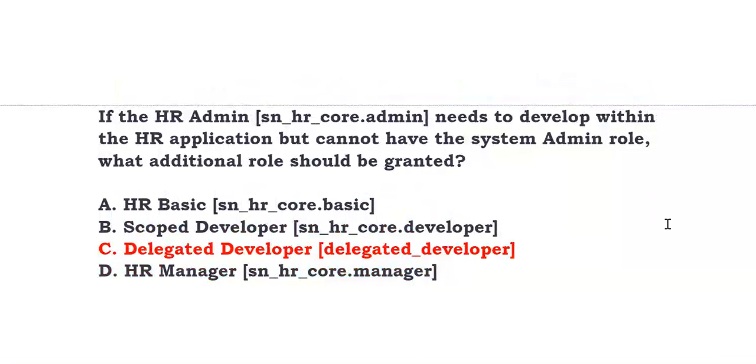Next, if the HR admin needs to develop within the HR application but cannot have the system admin role, what additional role should be granted? Option A, HR basic. Option B, scoped developer. Option C, delegated developer. Option D, HR manager. Correct answer is option C, delegated developer.